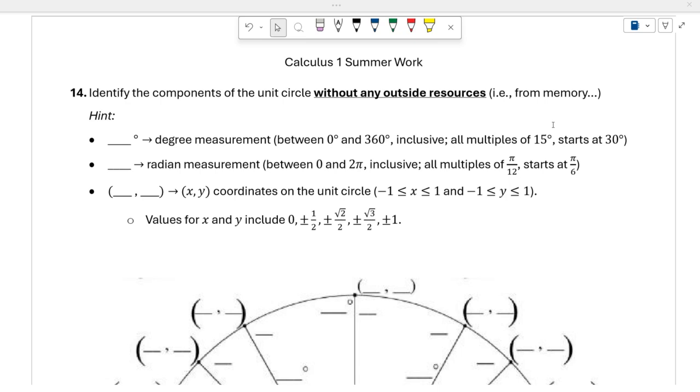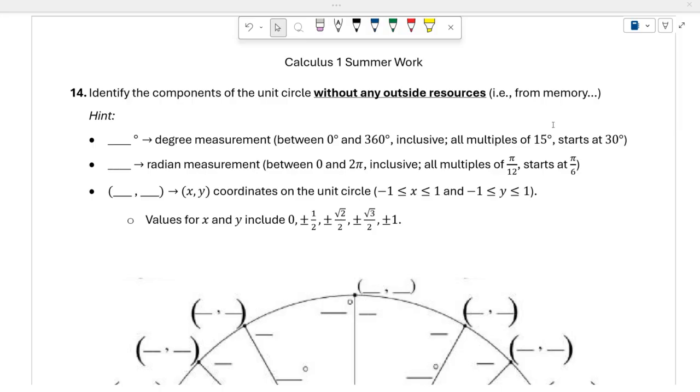All right, so this is summer work. This is not a test. So there's really nothing preventing anyone from just looking up the unit circle and filling it in, right? And if students do that, that's better than nothing, because at least you're getting that muscle memory. But that's not really what the point of this question is asking you to do.